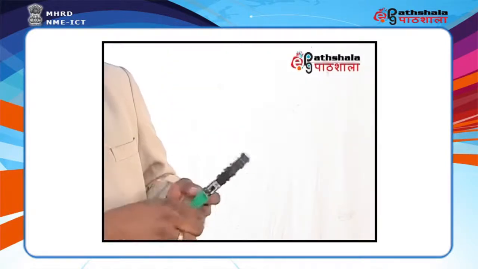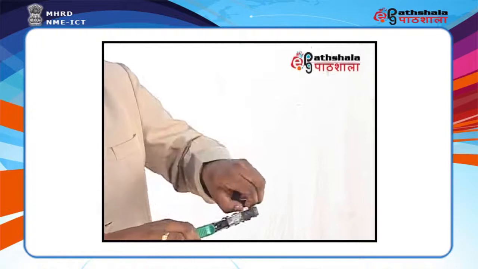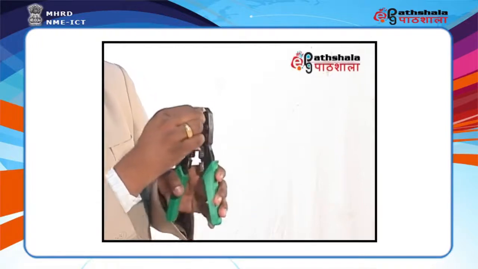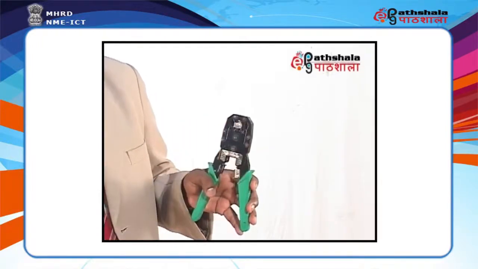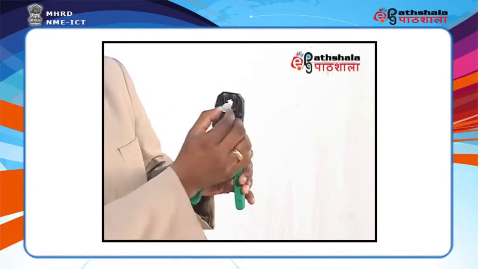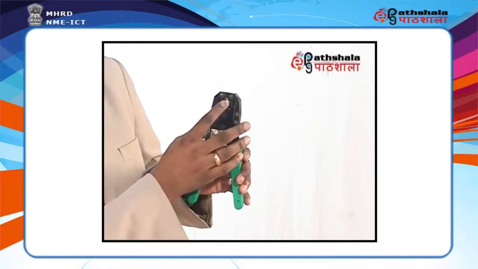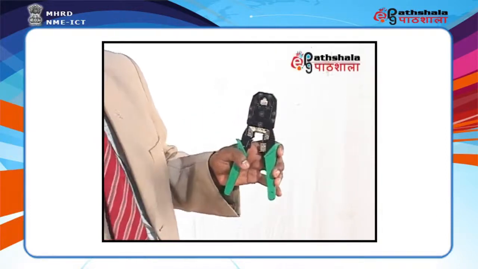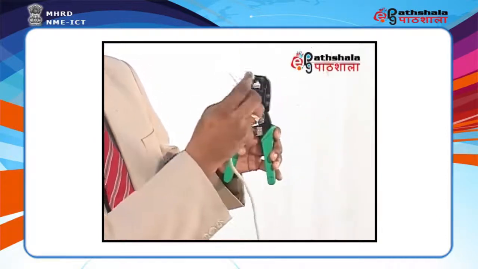These connectors are generally crimped onto the wire using this crimping tool. I put the connector here, then according to the color pattern I put the wire inside, then I crimp it, and crimping both ways, I get the network cable. Once I make the cable, this cable can go into the network device.